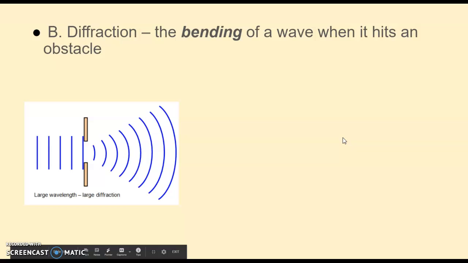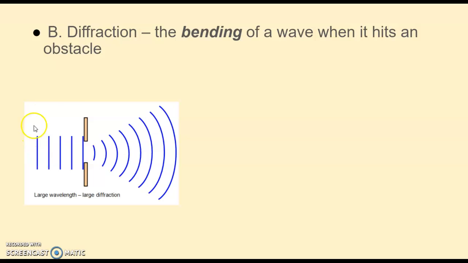My next type of motion a wave can make is called diffraction. This is the bending of a wave when it hits an obstacle. So imagine you're in a room. Let's say this side of the room is our classroom. Here's our doorway, and then this is the hallway.